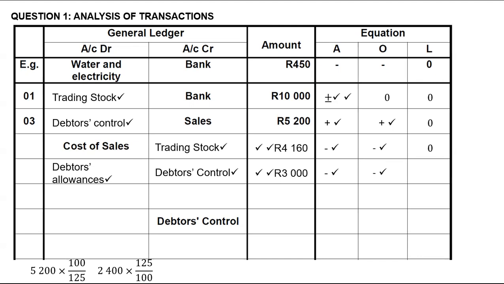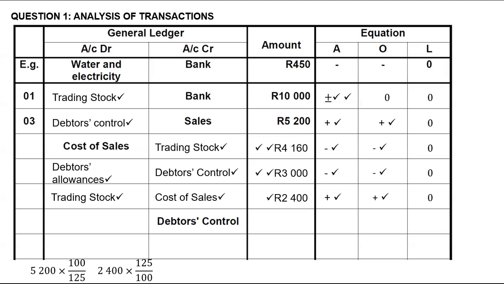As I've said, cost of sales will decrease on the credit side. The debtor returned goods, so we are going to debit our trading stock because we're getting more of that, and credit cost of sales. The amount will be 2,400, and the assets will have plus, and the owner's equity will have plus because we are reducing an expense, which is cost of sales. Under liabilities, we will have 0.